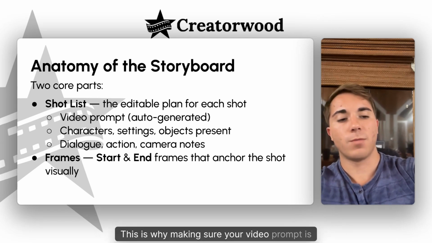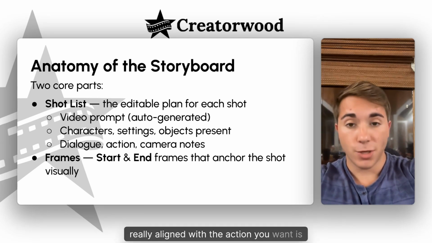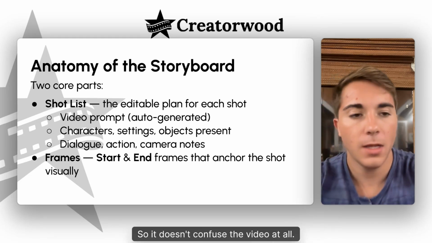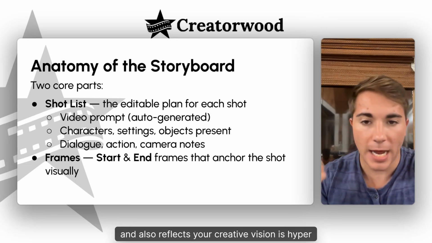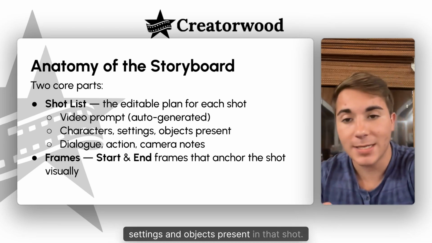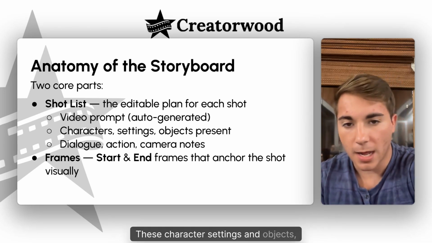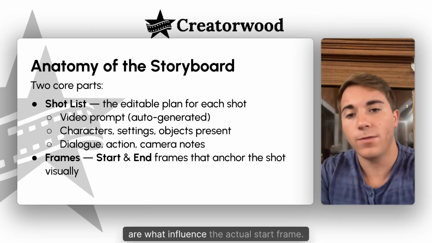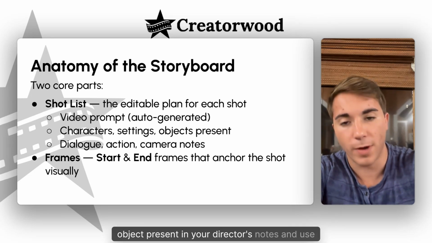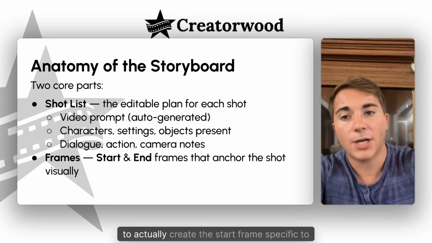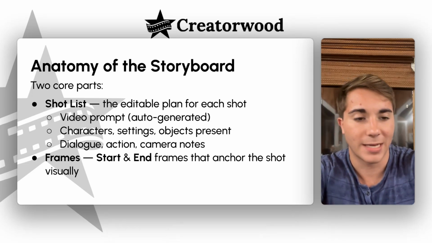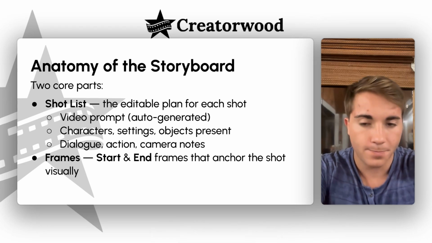This is why making sure your video prompt is aligned with the action you want, is consistent and aligned with the start frame, not contradictory so it doesn't confuse the video model, and also reflects your creative vision is hyper important. Next, the shot list contains your characters, settings, and objects present in that shot. These characters, settings, and objects, as you'll see, are what influence the actual start frame. Essentially, we take the image of the character, setting, and object present in your director's notes and use that to create the start frame specific to that shot. This is how the magic of Creatorwood works in terms of maintaining consistency throughout your film.